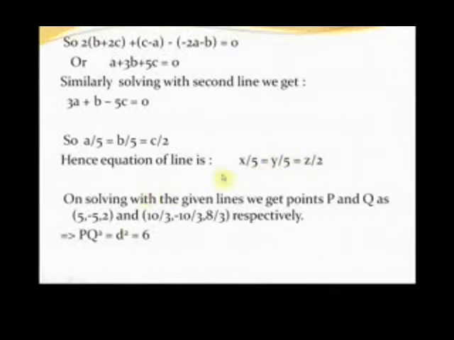Now when we solve this equation with the other two lines, we get the points P and Q, the coordinates of which are (5, -5, 2) and (10/3, -10/3, 8/3). Now you are also given that PQ² is equal to D². So using the distance formula, we get the value of D² equal to 6. Thus the value of D² is equal to 6.